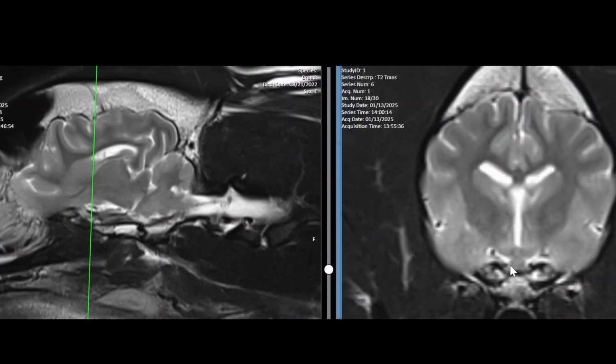Here is the diseased dog again. This time that bone does look a bit more like a frog. We can see the nerve much better because it's hyperintense in this dog with disease.